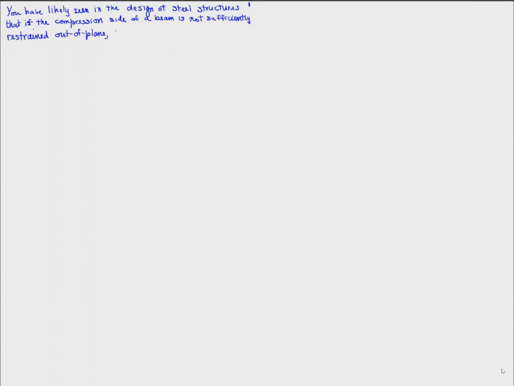In this video, we apply the same principles based on energy, but now to look at lateral torsional buckling of a beam. We were looking at column buckling before. So you've likely seen in the design of steel structures that if the compression side of a beam is not properly restrained out of plane, it could undergo lateral torsional buckling.